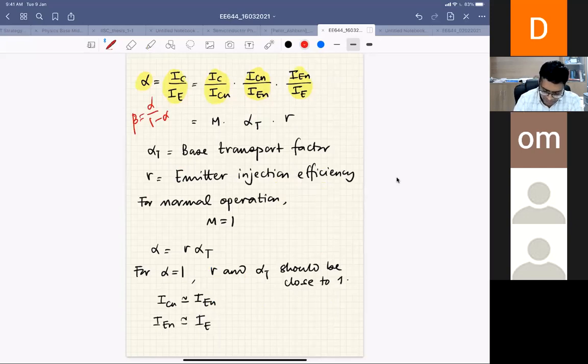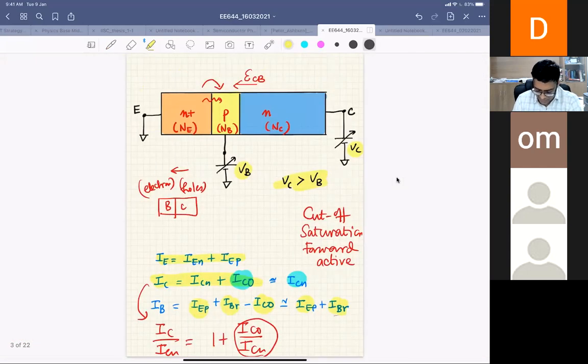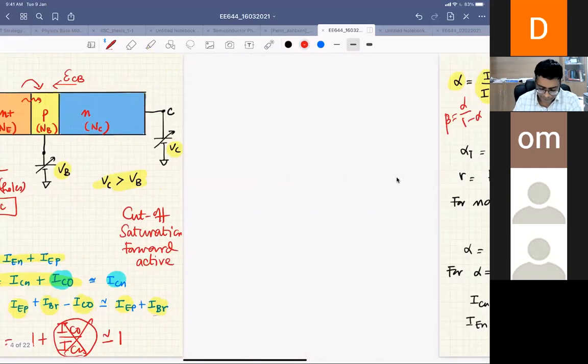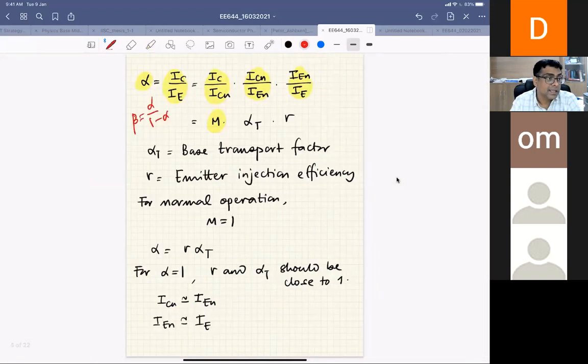So IC by ICN is your multiplication term here, right? And in general operation this is 1, because IC by ICN equals 1 plus ICO by ICN, and this part is neglected. If this part is neglected, then this will be 1, right? Then ICN by IEN is my base transport factor, because I'm injecting electrons, so how many electrons reach the collector-base junction? That is my base transport factor. And then the emitter injection efficiency, gamma.